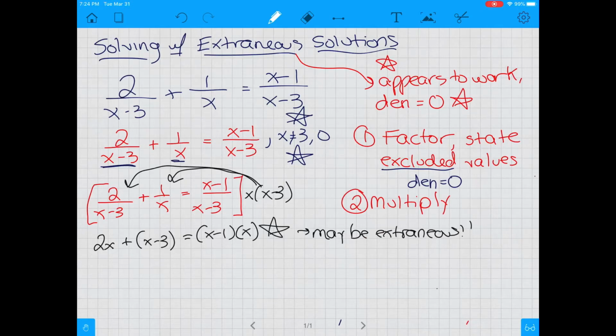Right? If you end up with a quadratic, it is possible that you have an extraneous solution. It's also possible even if you don't have a quadratic. However, I found that in most cases, if you end up with something like this, where you're going to have an x squared, the likelihood of one existing increases significantly.